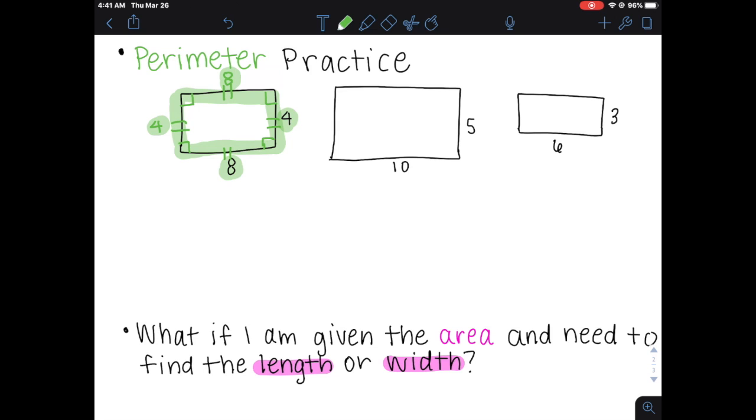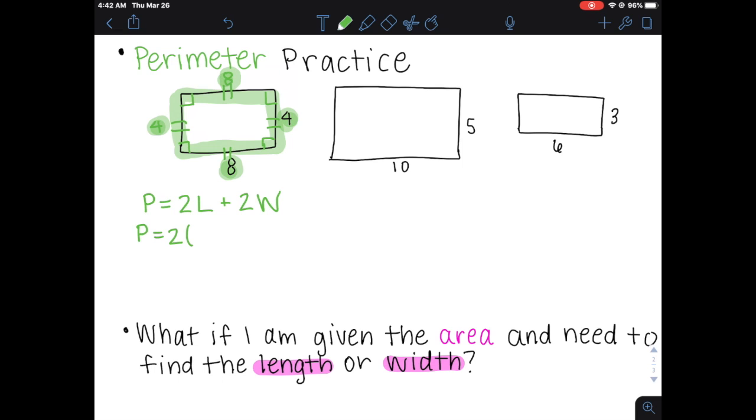So that's why we use the formula we use, which is P equals 2 times the length plus 2 times the width. And that's because if you go back and look at our shape, we have 2 widths, which is 4 and 4, and 2 lengths, which are 8 and 8. So let's go ahead and fill in the information that we know.